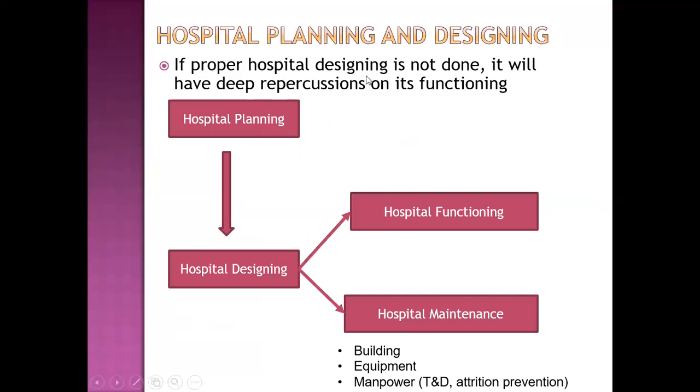If proper hospital designing is not done, it will have deep repercussions on its functioning. So first of all, we plan a hospital, then we design a hospital, and both these affect hospital functioning and hospital maintenance. And hospital maintenance include maintenance of building, maintenance of equipment, and manpower management, which include training and development and attrition prevention.